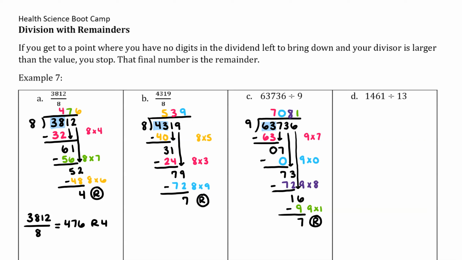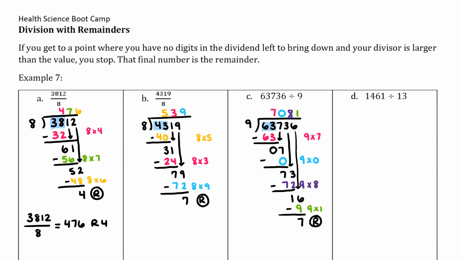You should note that every time I do the subtraction, what I get should be less than the divisor. And once I do a subtraction and I have nothing else to bring down, whatever's there is going to be my remainder.